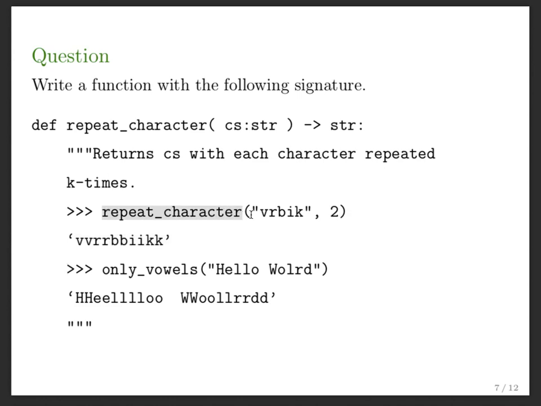You accept a string of characters, and I want to repeat each of those characters k times. So if I want to repeat the characters of Verbic twice, that is VVRRBBIIKK. And if I want to repeat the characters of Hello World with 2, that would be HHEELLLLOO. And this should work with any Unicode character. When I say characters, don't think just alphas. We have alphas, digits, and characters include things like a smiley face and the 100 emoji, stuff like that.